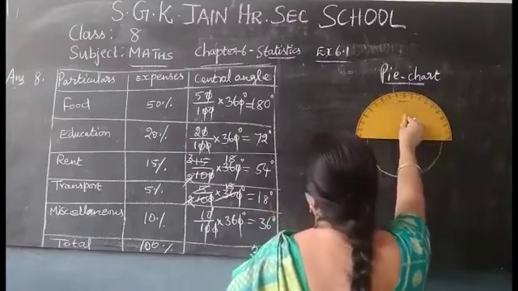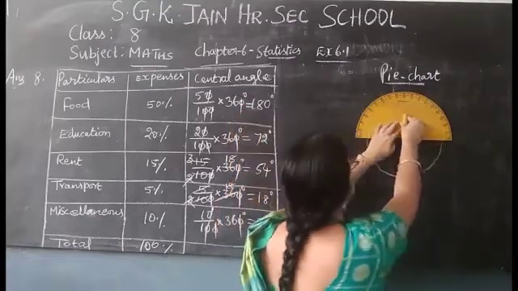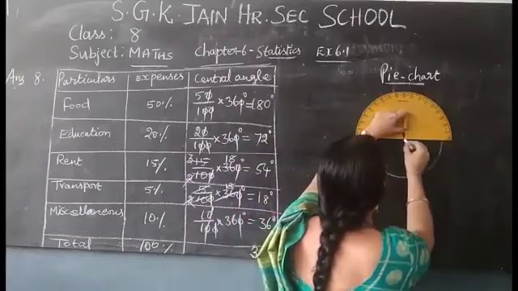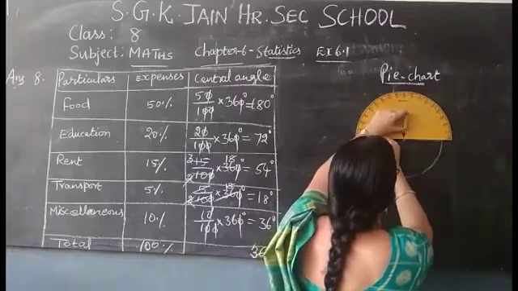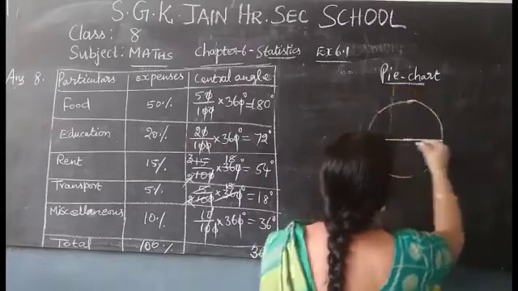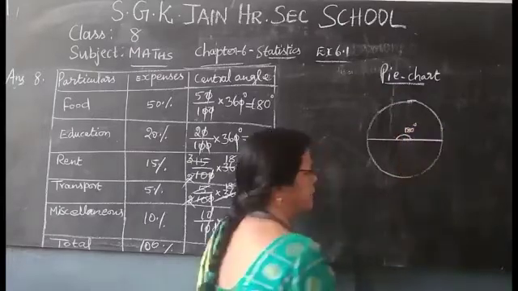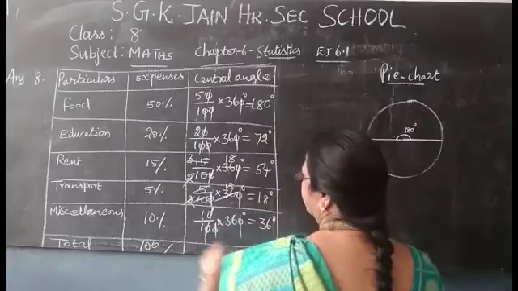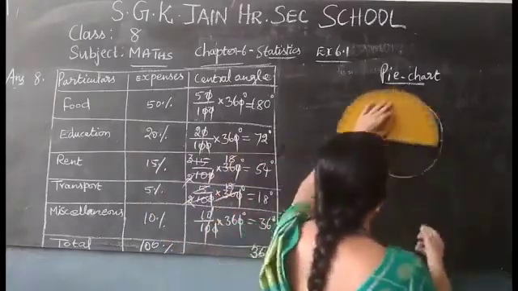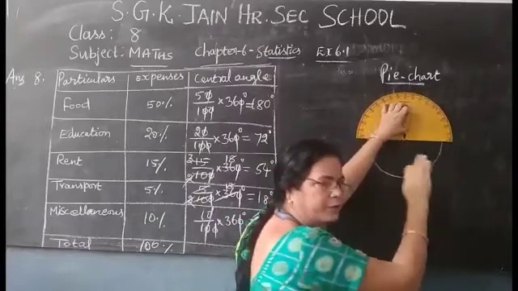First one, how much degree is given there? 180 degree for food, isn't it? So where is that 180 degree? This straight line itself, isn't it? So draw this straight line. So this is 180 degree. Okay. This portion is for food. And next one, education, how much is given there? 72 degree. So where you stop, there only you are going to continue.